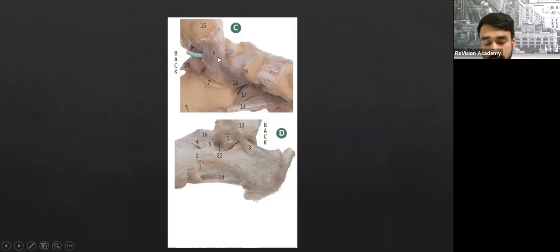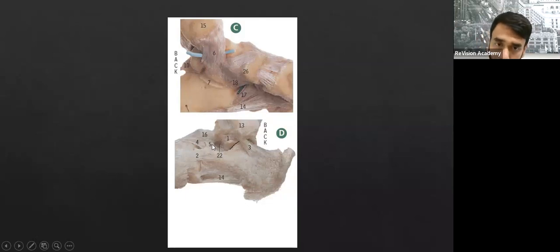The deltoid ligament has four parts actually: anterior tibiotalar, posterior tibiotalar, tibionavicular, and tibiocalcaneal. So it comes from the tibia. The first thing is it comes from the tibia, and then attaches to this area. And the lateral collateral ligament comes from the fibula, but the name from the talus is talofibular ligament.